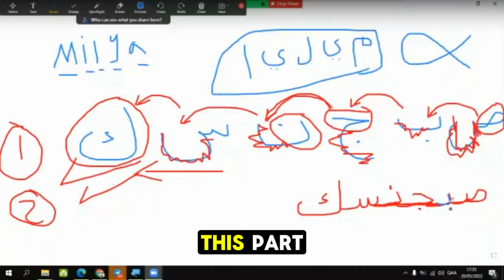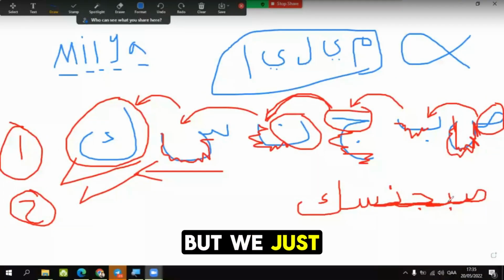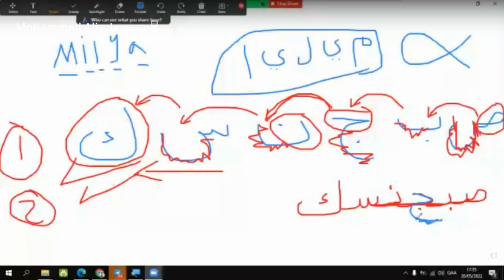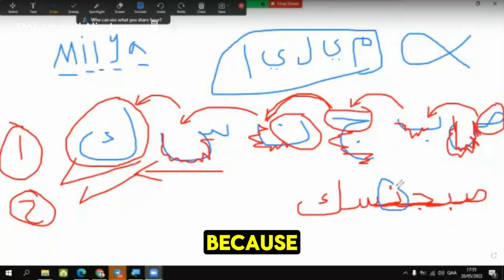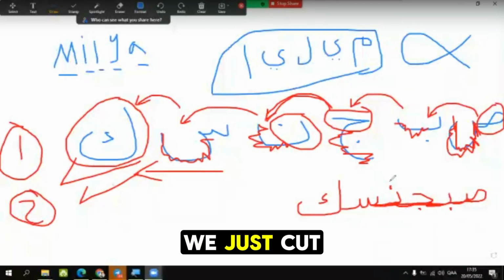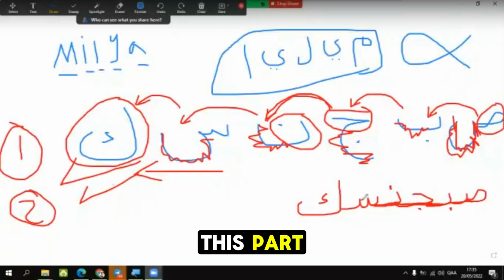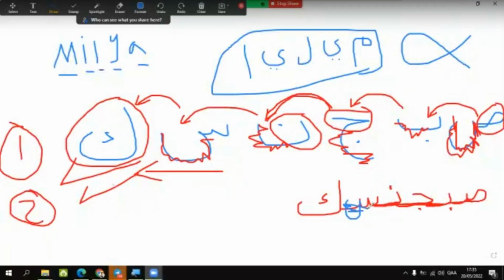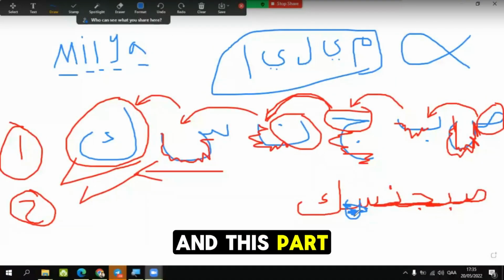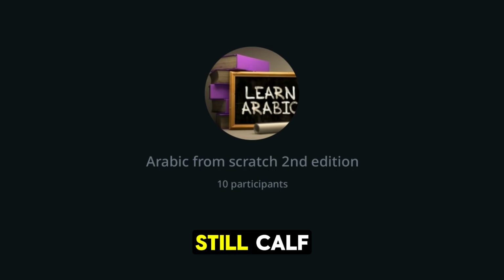We just cut this part. The ba should be like this, but we cut this part of it, so we only have this part. This part is a jim. We just cut half of it. We still have half of it. This is a noon, because it has one dot on it. We just cut the other part of the noon. This part is a sin. We just cut the left part of the sin. And this part is a kaf. We didn't touch it. Still kaf.